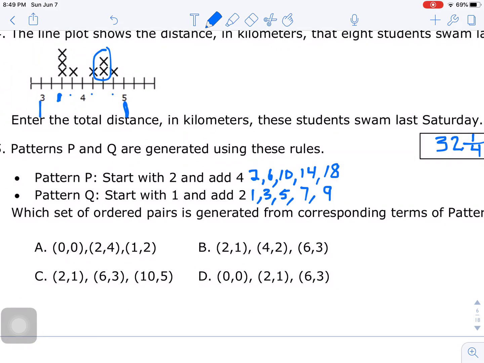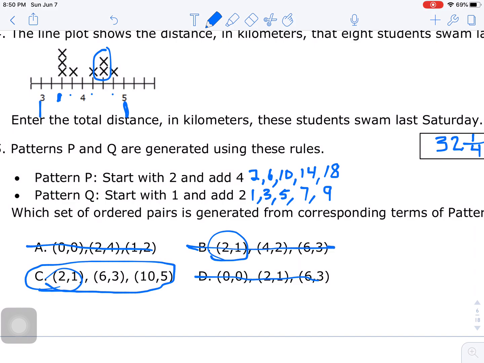So patterns P and Q. Let's look at our corresponding terms, because they don't have all of them. So I see that this is 2 and 1, and that's 2 and 1. So I'm going to eliminate 0, 0, because that's not an ordered pair for either of those. And let's look at our next one. We have 6 and 3, and then 10 and 5. So we would be looking at C as the corresponding pattern.